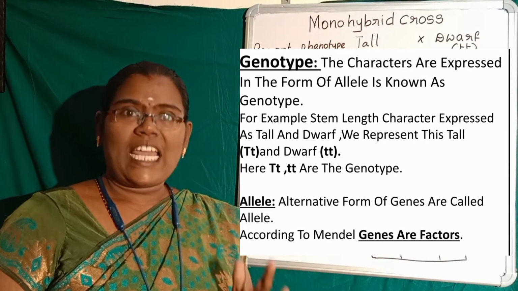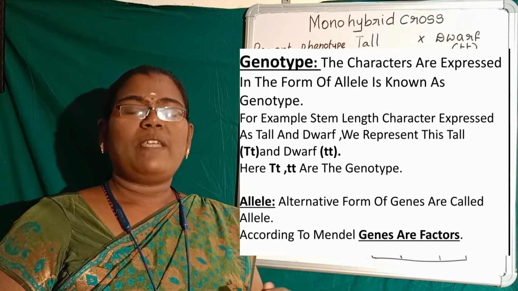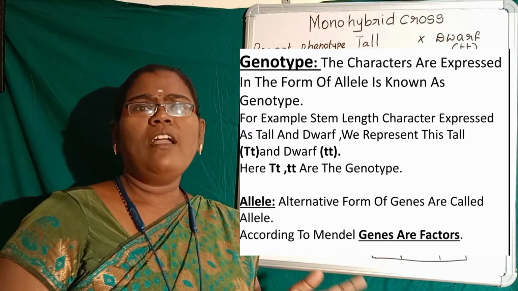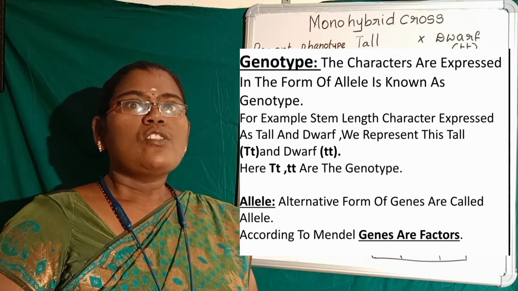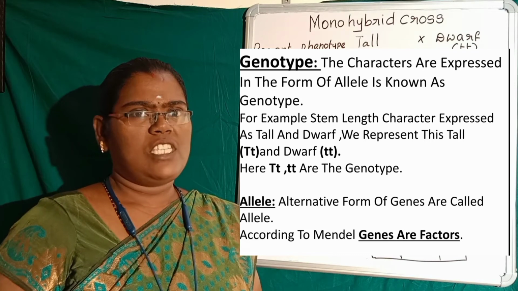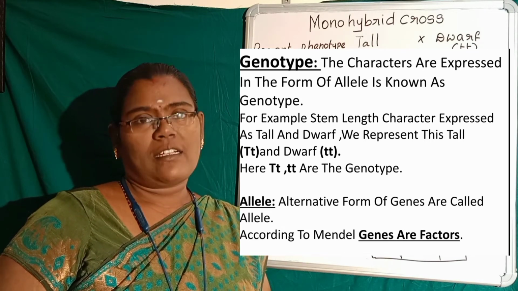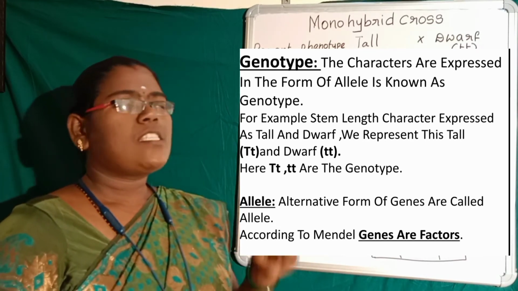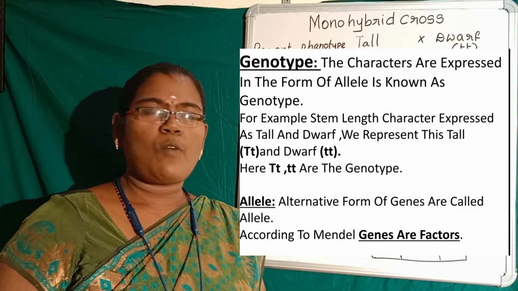Each and every character has two alleles, which means two genes: two alleles, one from the maternal and one from the paternal parent. So every character has two genes. Mendel called the genes factors. Here, what are the genotypes? Capital T and small t.